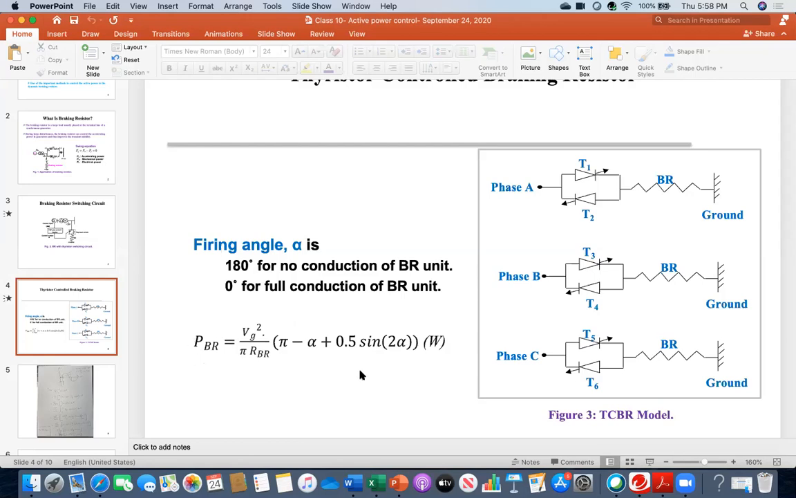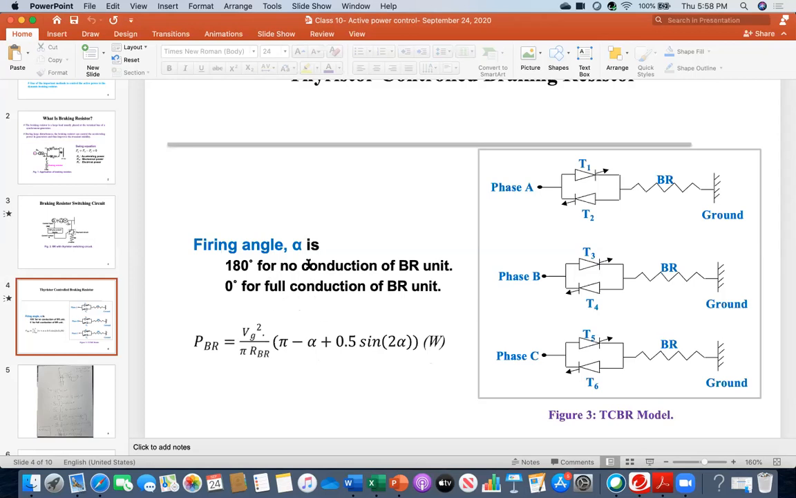So now what happens? This is the governing equation. How much power is consumed by each of the breaking resistors? This is the amount. P_BR equals Vg squared over pi R_BR, where R_BR is the resistance value, as I said, for example 1 ohm, 2 ohm, whatever it is. Vg is the RMS voltage here. Then times (pi minus alpha), where alpha is the firing angle of the thyristor, then plus 0.5 sine of twice alpha. In the next slide, I will show you the derivation, then immediately you can understand.